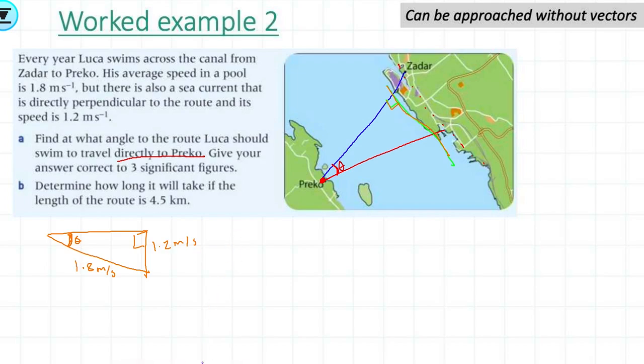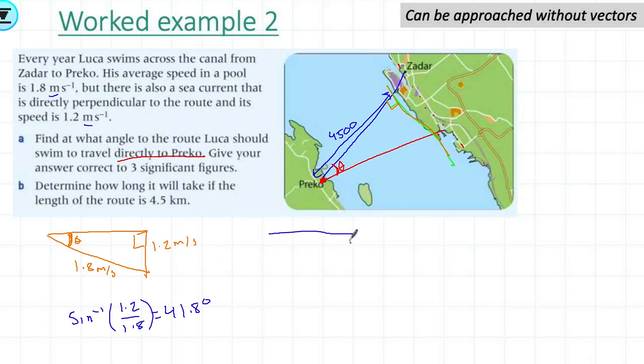So I'll just quickly go through the solution. Sine inverse of 1.2 over 1.8 will give you the angle needed, which is 41.8 degrees. That's three significant figures. And then it tells you that the path itself, this path here, is 4.5 kilometers, so 4,500 meters. We're dealing in meters because of our distances. And then it's asking how long is it going to take?